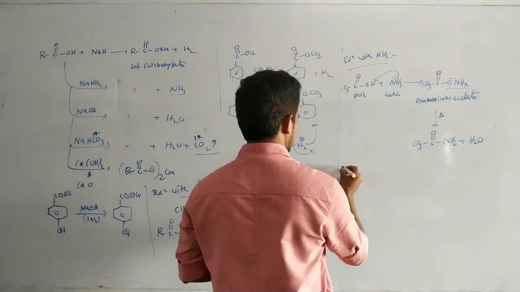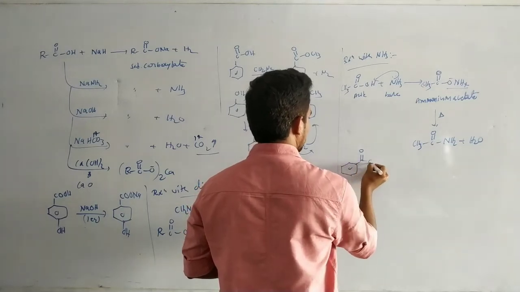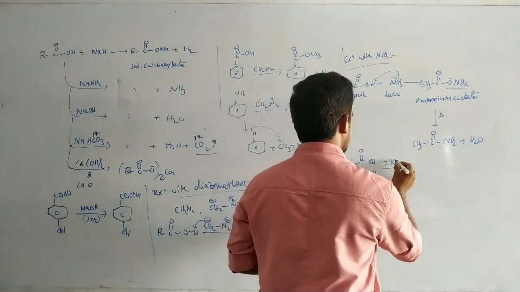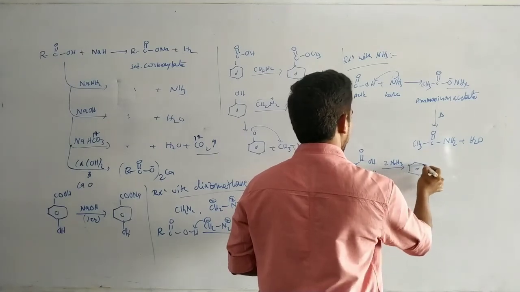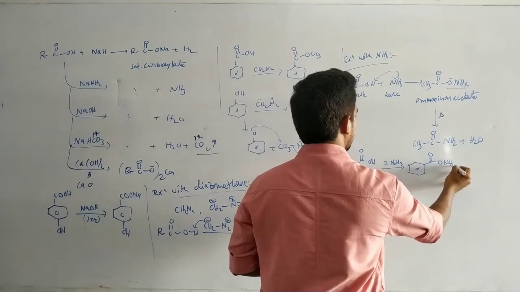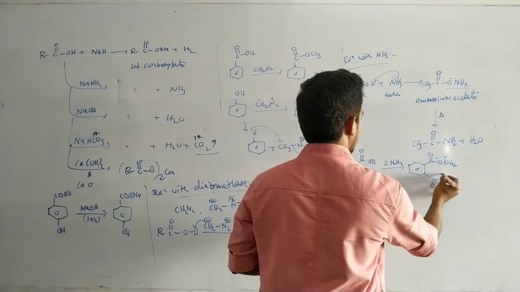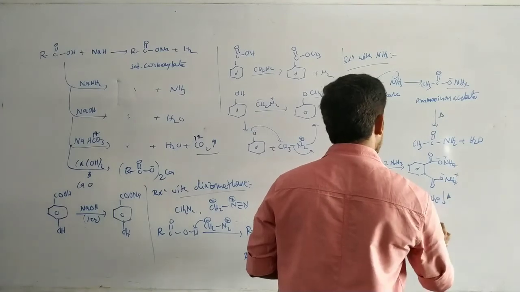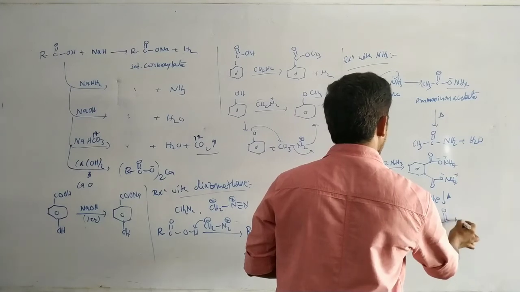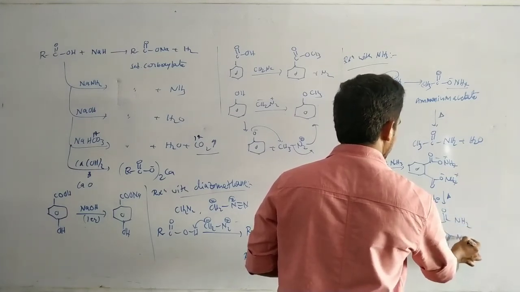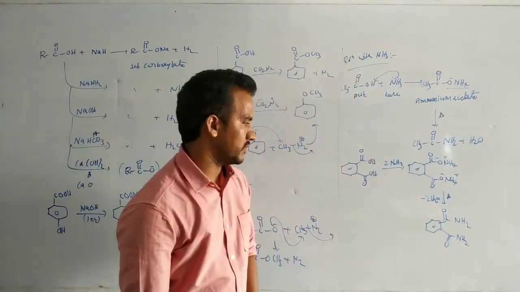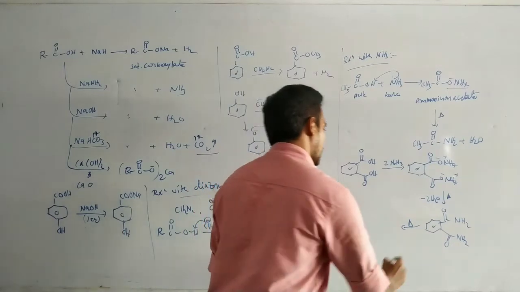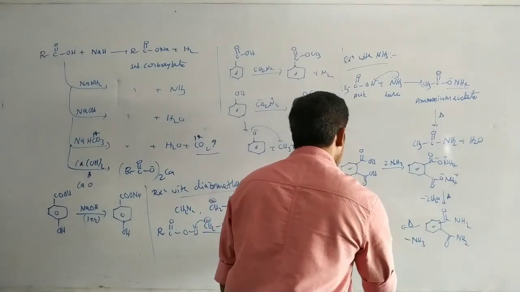For suppose this phthalic acid, on treating with two equivalents of ammonia, will give the salt, with O minus NH4 plus groups. Now on heating, the loss of a water molecule takes place, giving C double bond NH2 groups. Now on further vigorous heating, loss of ammonia takes place.